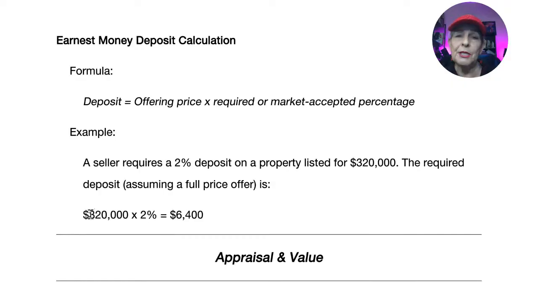So 2 times 32 is 64. And then you add 2 zeros. Why? Because we had to move the decimal point 2 places to the left. When we divide by 100 to go from percentage sign to decimal, we're moving back 2 spots. So it's 0.02, 6,400.